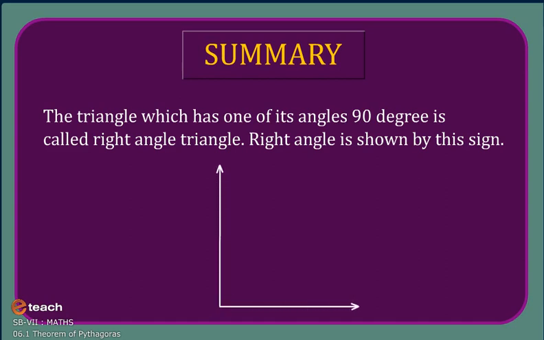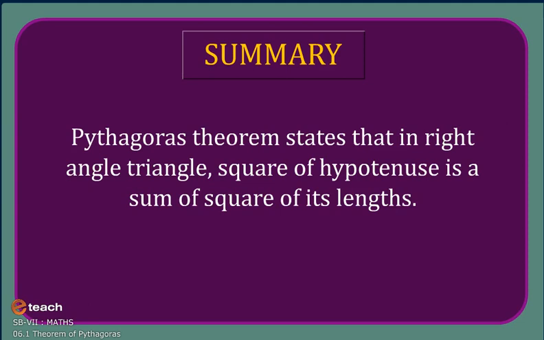Summary. The triangle which has one of its angles 90 degrees is called right angle triangle. Right angle is shown by this sign. Pythagoras' theorem states that in right-angled triangle, square of the hypotenuse is the sum of the square of its lengths.